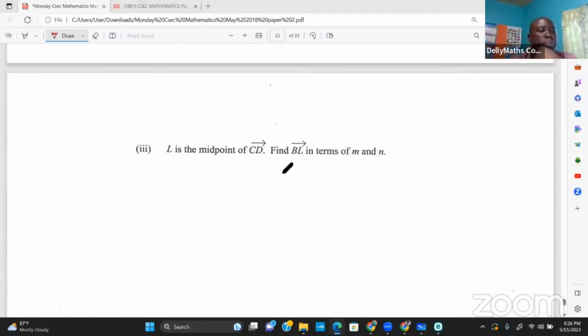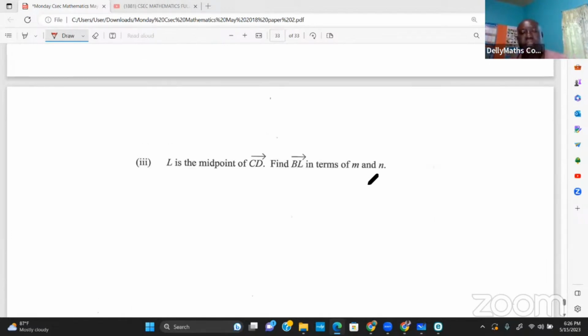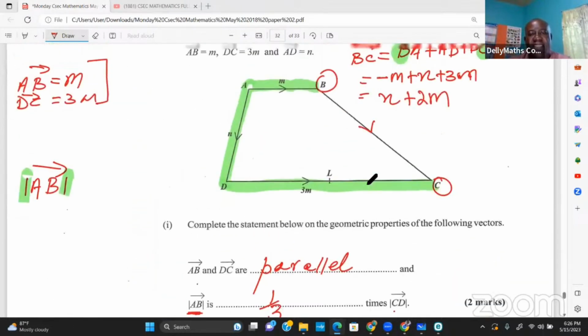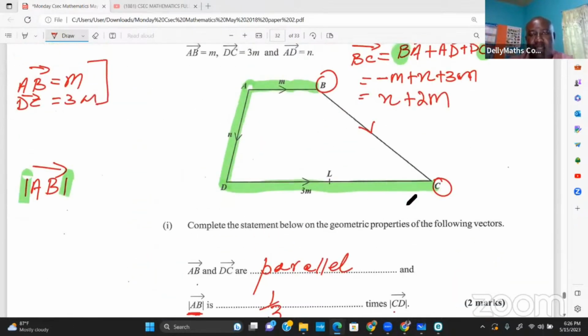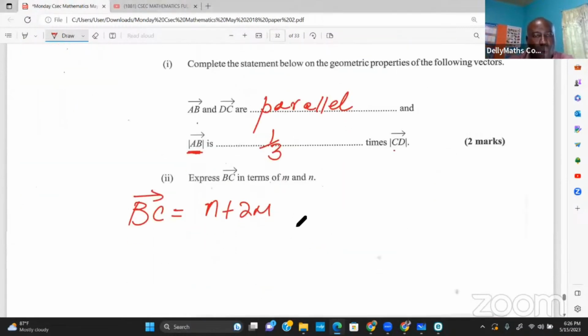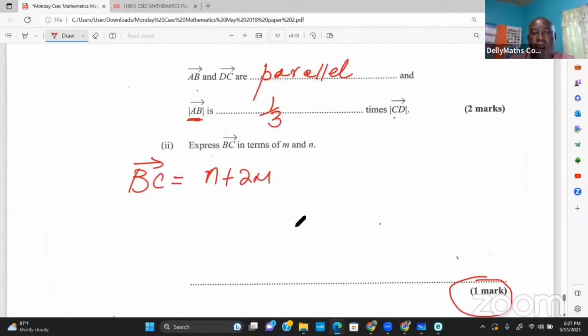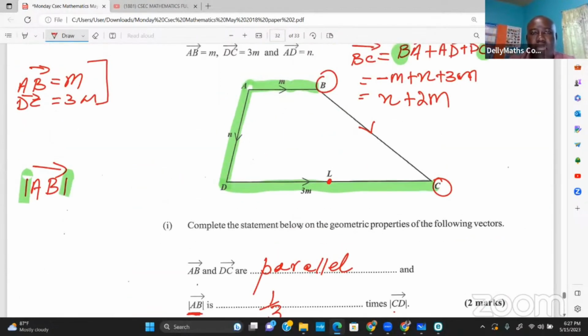Now, L is the midpoint of CD. Find BL in terms of M and N. L is the midpoint of CD. Let us go and put that. CD. L is the midpoint of CD. All right, so they have that. And then what is it that they want us to find? BL. All right, so we're supposed to find from B to L.